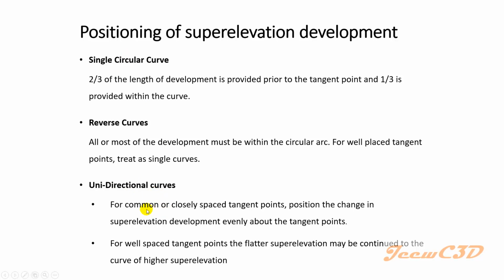So for unidirectional curves, you have to place the super elevation in such a way that for closely spaced tangent points, position the super elevation change evenly around the tangent points, or for well spaced tangent points, you have to use the flatter super elevation until the curve of higher super elevation. I will be teaching this super elevation development in a much better way within the Civil 3D class. So we will be looking in more detail inside that lecture.